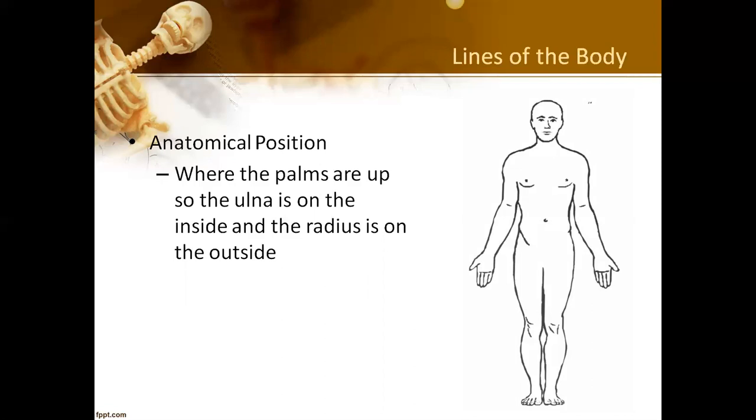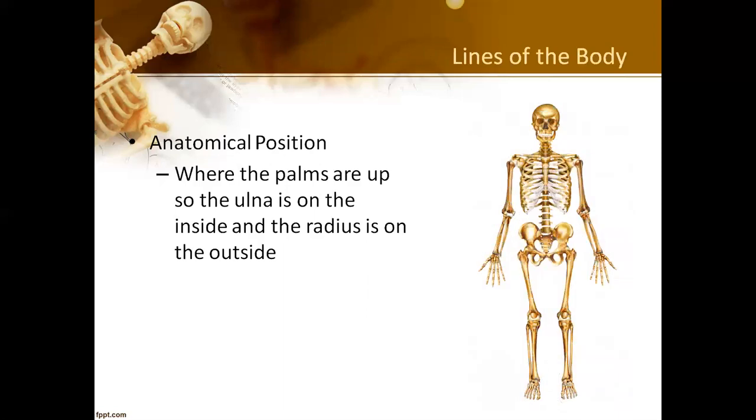The term anatomical position refers to the view of the body as you see the image in front of you, where the palms are up so that the ulna, which is one of the bones in the arm, is on the inside and the radius is on the outside. If you don't know what the radius and ulna are, here's a skeleton, and you can see the radius is the thicker bone on the outside of the lower arm, and the ulna is on the inside.